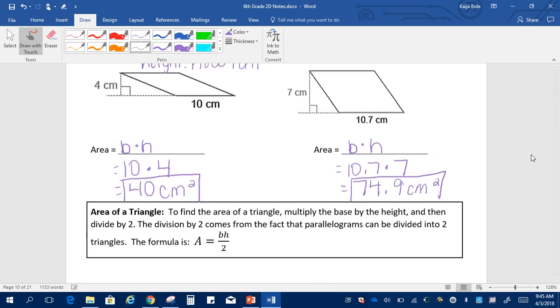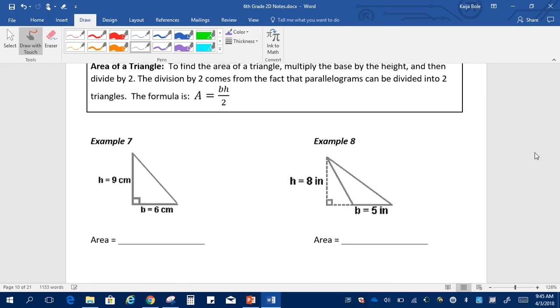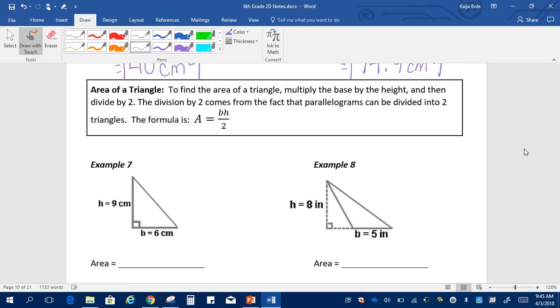Alright, our last formula is the area of a triangle. So to find the area of a triangle, you multiply the base by the height, and then you divide by 2. The division by 2 comes from the fact that parallelograms can be divided into 2 triangles. So this is your original formula here. You can write it this way, or if you feel more comfortable, people write it like this: A equals 1/2 base times height. Because remember, multiplying by 1/2 is the same as dividing by 2.